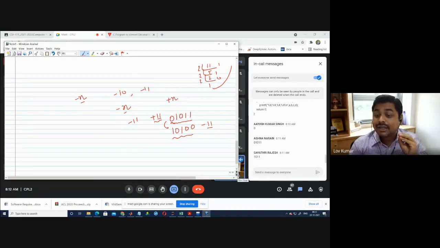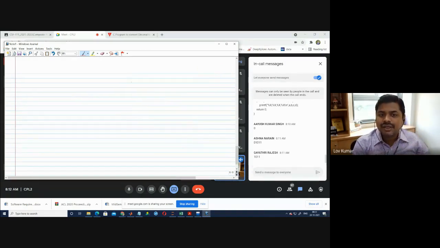There is no direct way to find the value. For example, if someone has 1, 0, 1, 1, 0 as a number in 1s complement, what is the value of this number? There is no direct way to find the value of this number.